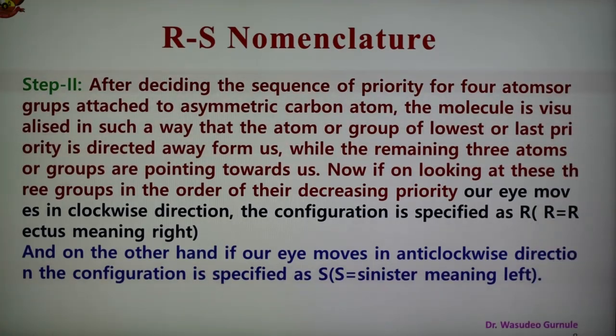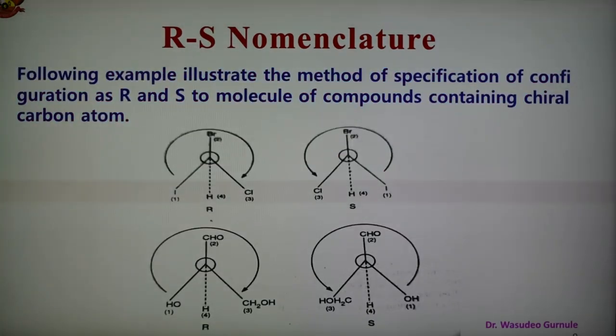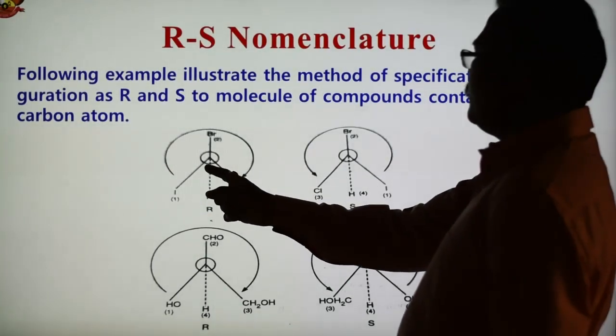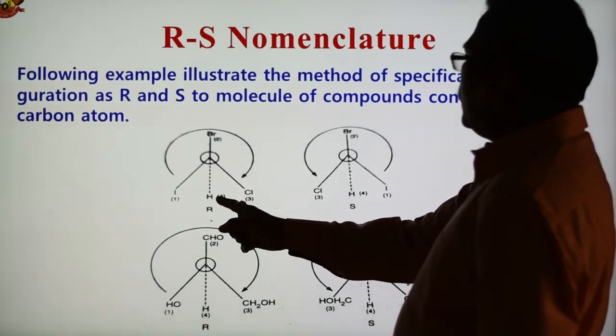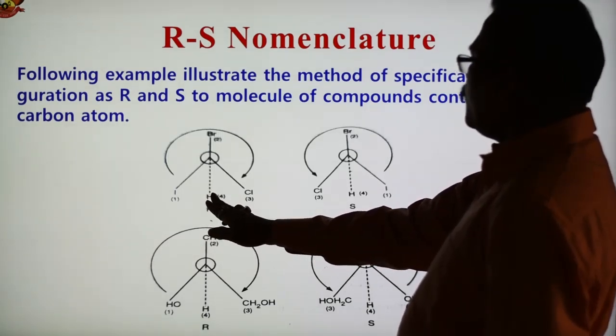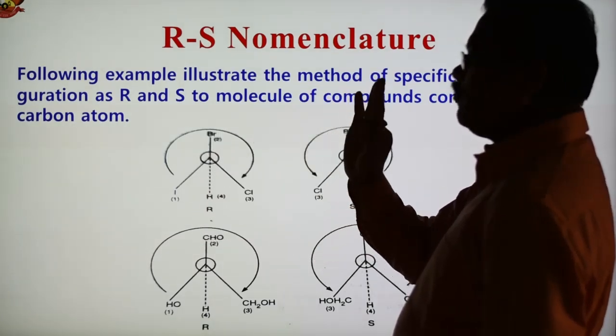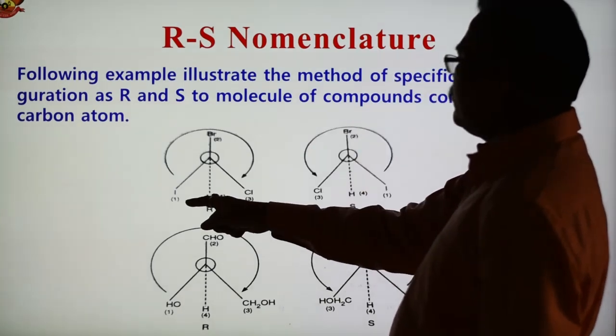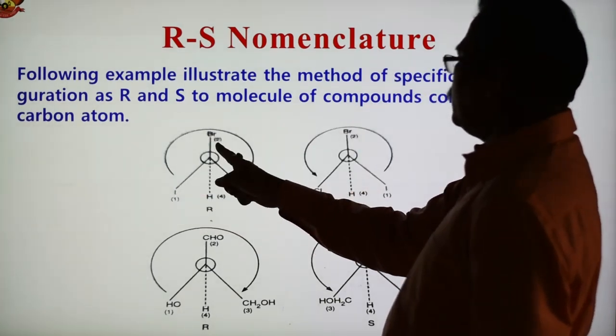So R and S configuration can be given to the organic compound. Following this example to illustrate the method of specification of configuration, whether it is R or S, of the organic compound containing a chiral carbon atom. In this case, this is one compound, and here the lowest polarity is H. So don't look at this number. The first 3 are in decreasing order of polarity. This is 1, this is 2, and this is 3.